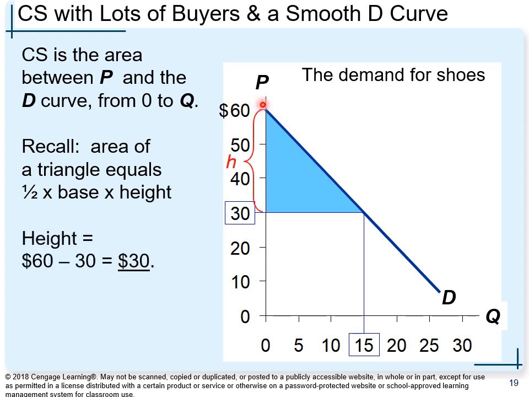The height is 60 minus 30 times a base of 15 units, right? So that's 15 minus 0. That's 15 units. So 1/2 times 15 times 30, that's 225. That is the total consumer surplus of all the market participants here. So different units have different consumer surpluses, but the sum of all those consumer surpluses is $225.